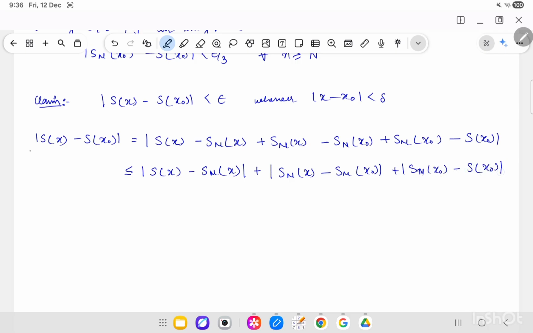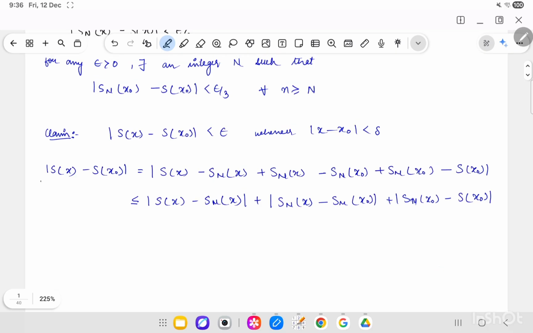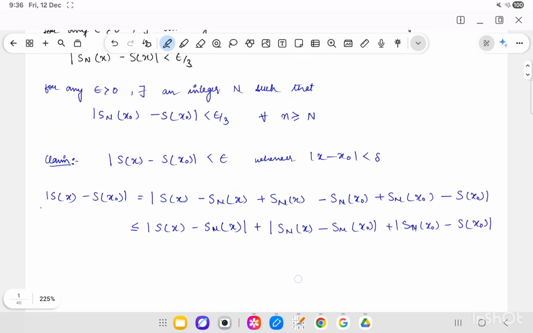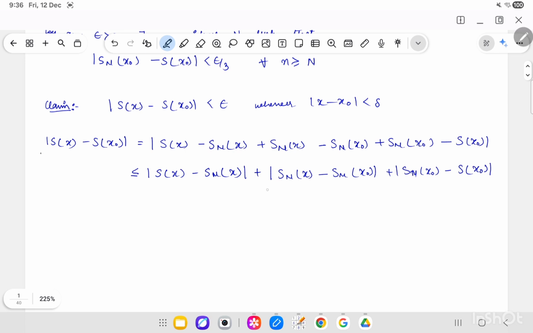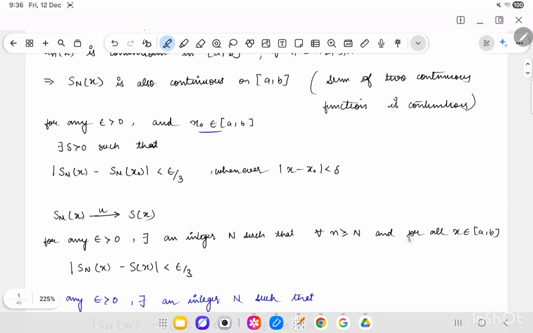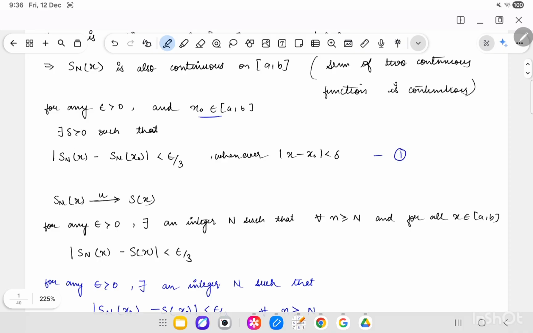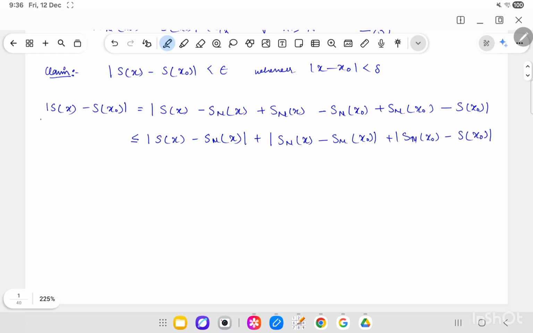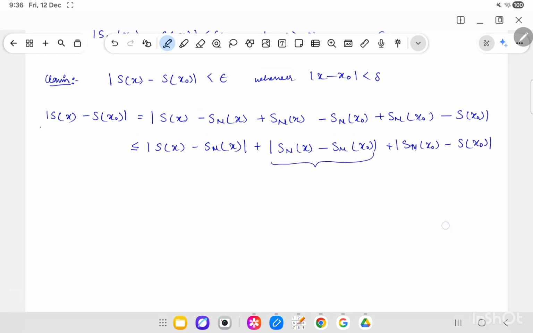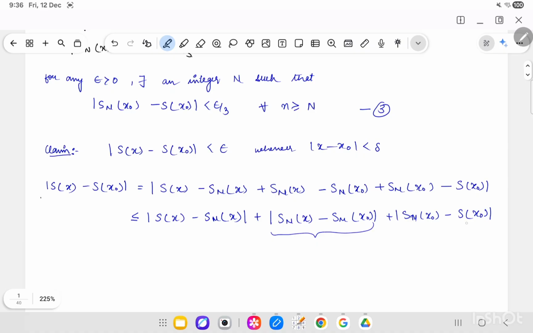Now we have already concluded from the given information that S_n(x) is a continuous function because u_n(x) is given to us as continuous. Let's name these equations 1, 2 and 3. Using 1, we got that S_n(x) minus S_n(x0) is less than epsilon by 3, that is basically this term. Likewise, S_n(x0) minus S(x0) is less than epsilon by 3 using the third.